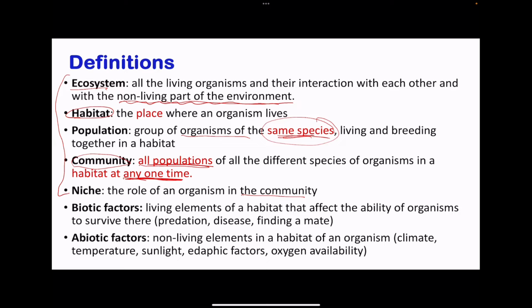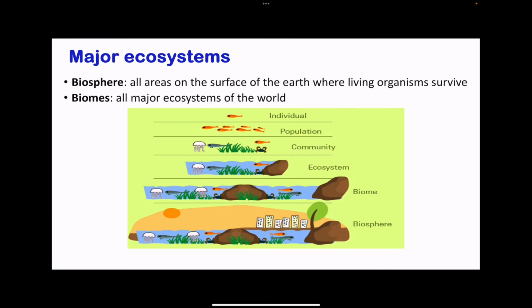And then when talking about ecosystems, we have to look at biotic and abiotic factors. Biotic factors are the living elements of an ecosystem, and these include predation, disease, finding a mate, and so on, while the abiotic factors are the non-living components of a habitat. So these include maybe weather, climate, temperature, sunlight, soil factors, as well as oxygen availability, and so on, depending on the needs of the organisms surviving in that area. And looking at the major ecosystems, we have already looked at all these definitions. Lastly, we're looking at the biome and the biosphere.